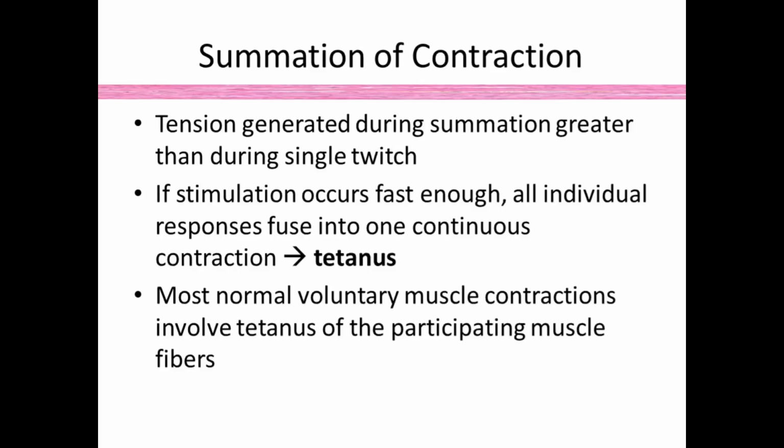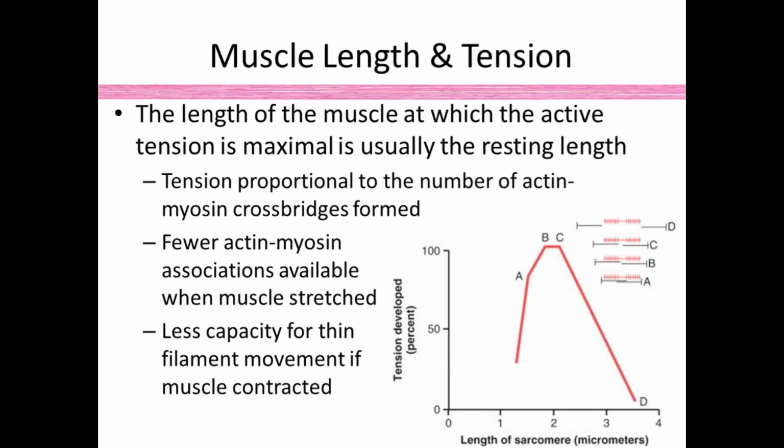Okay, so we talked about tetanus. So just some words, but this is pretty much what we talked about. And the other concept is the muscle length and optimum tension. So there's two extremes. The extremes are easier to work with. So one extreme is illustrated at position D. So this is the length of the sarcomere, and this is the maximum tension that it can produce.